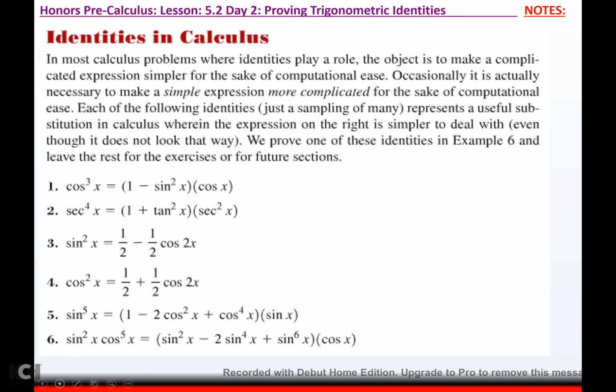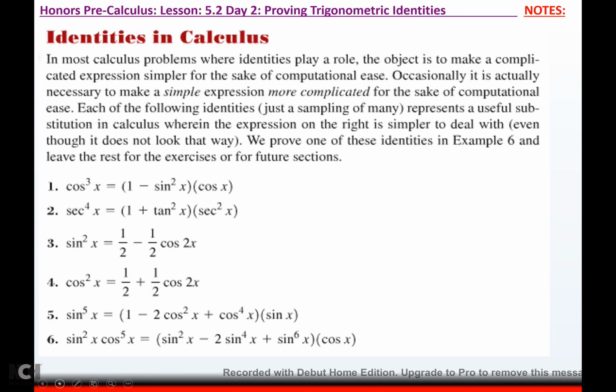So it says in most calculus problems where identities play a role, the object is to make a complicated expression simpler for the sake of computational ease. Occasionally, it is actually necessary to make a simple expression more complicated for the sake of computational ease. Each of the following identities, just a sampling of many, represents a useful substitution in calculus wherein the expression on the right is simpler to deal with even though it does not look that way. We prove one of these identities in example 6 and leave the rest for exercises or for future sections.